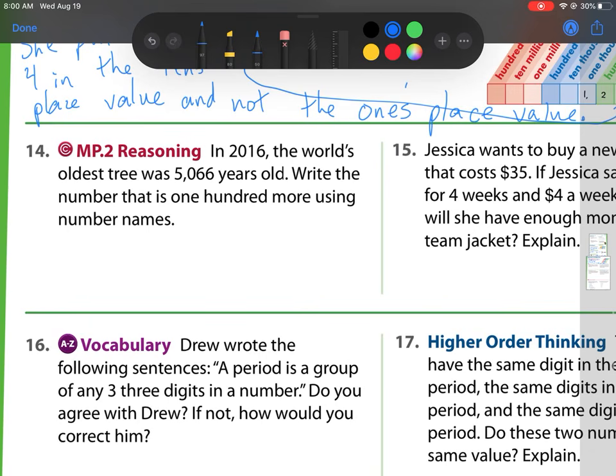Okay, number 14. It says in 2016, the world's oldest tree was 5,066 years old. Write the number that is 100 more using number names. Well, look at this. I have 5,066, and it wants it to be 100 more. So that means I'm adding 100 to it. So what would that number be? 100 more would be 5,166. But it wants us to use number names. So it wants us to write this out. So I have 5,000.